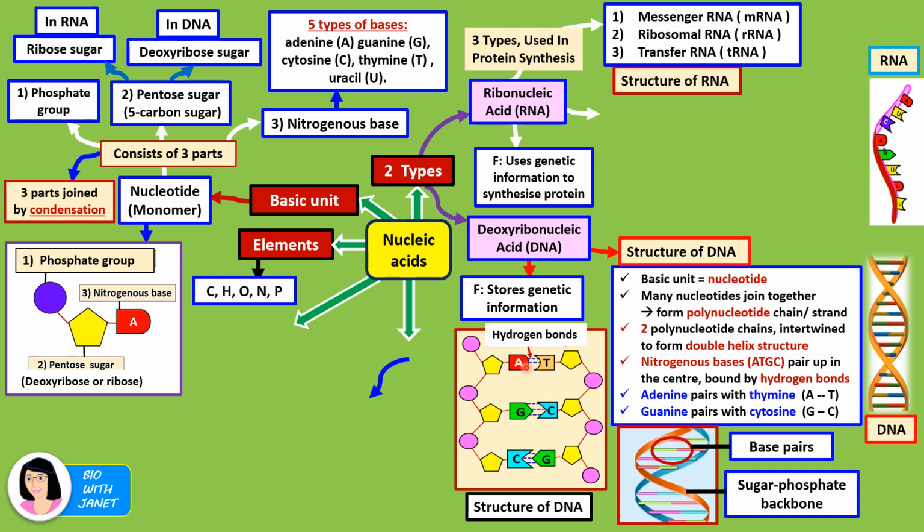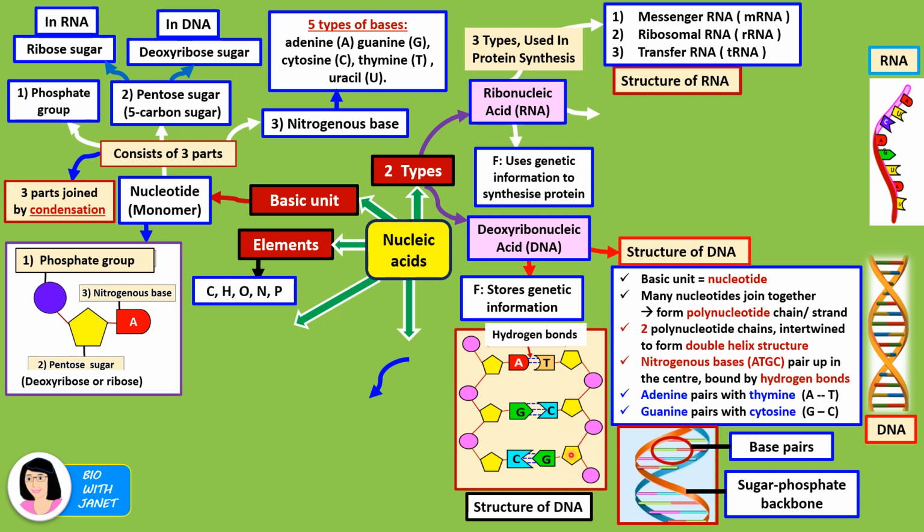So the bases from the 2 polynucleotide chains are joined together. They pair up in the center, bound by the hydrogen bonds. Okay, the weak hydrogen bonds. Now take note that the 2 strands of polynucleotides are anti-parallel to each other. What do you mean by anti-parallel? You can see that the pentose sugar of one polynucleotide strand will face upwards, but the other one will face downwards. See, the pointed end faces downward.